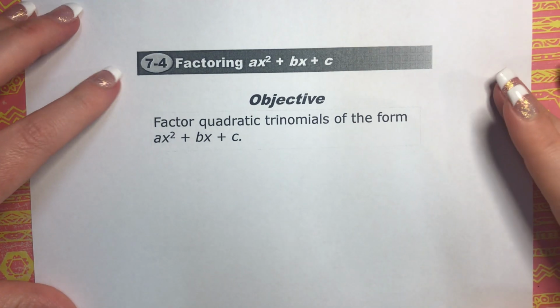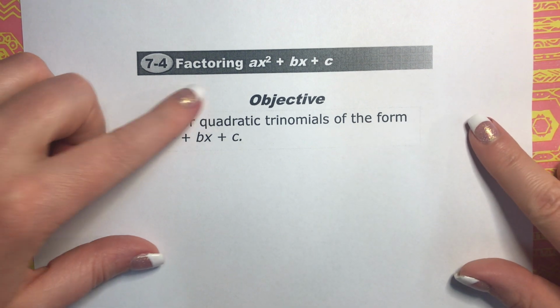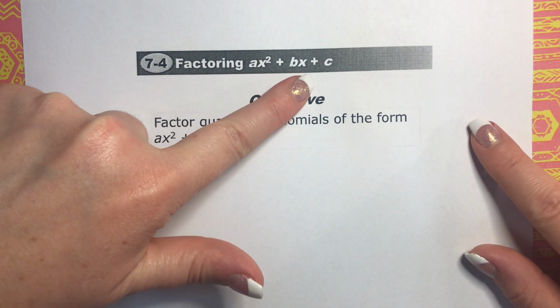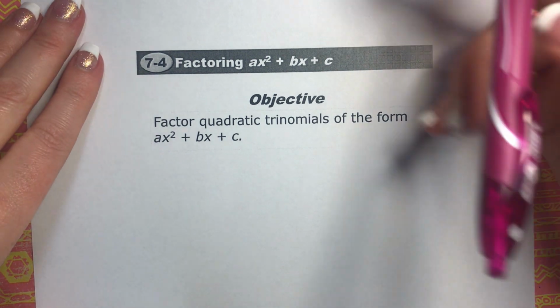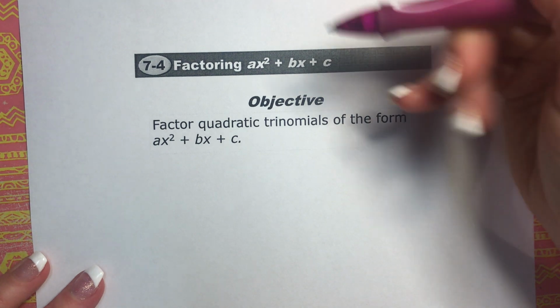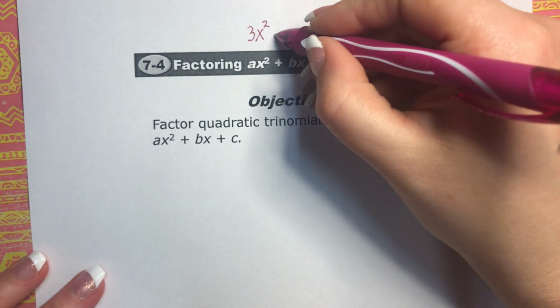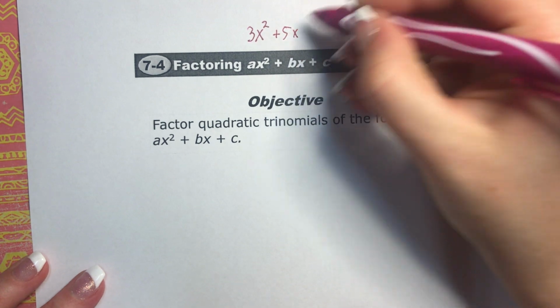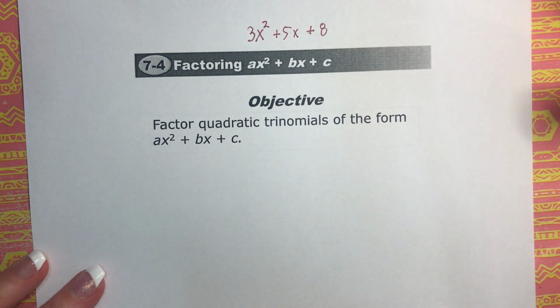Hello and welcome back for Chapter 7, Lesson 4. We're going to be factoring ax squared plus bx plus c. And so when you see something like that, that means that a, b, and c are numbers. And so this would be something like 3x squared plus 5x plus 8. So it could be something like this.